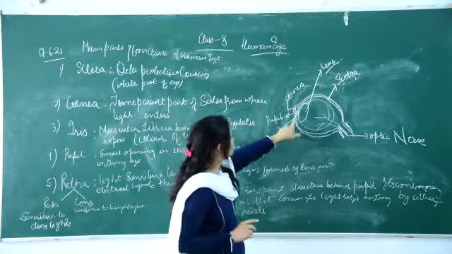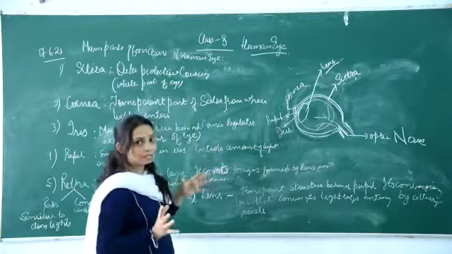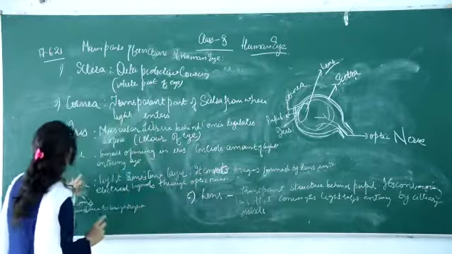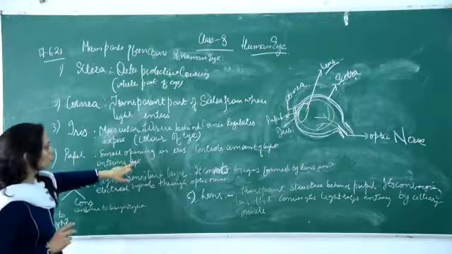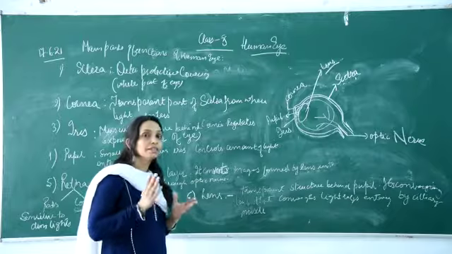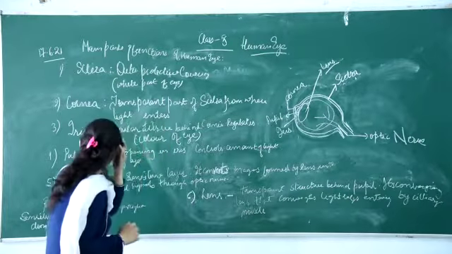In the iris, there is a small opening which is known as the pupil. The pupil is just like the shutter of a camera. The pupil is a small opening that controls the amount of light entering the eye. It just adjusts the light that is entering our eye.